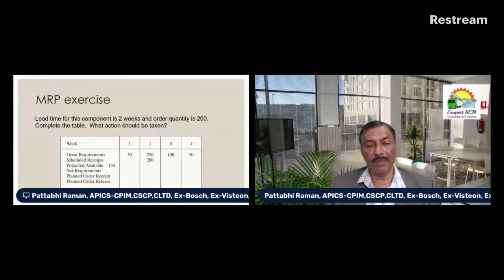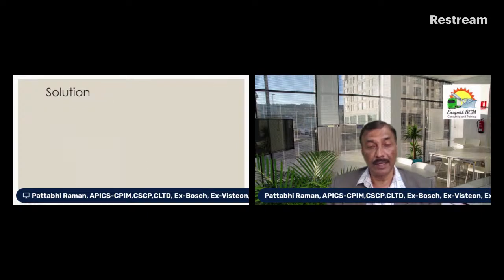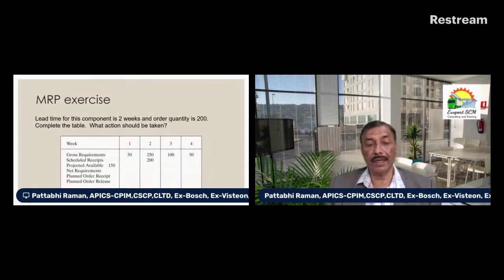Let us take a simple example here. Assume that this is the gross requirement which is fed from the MPS. We have requirements of 50, 250, 100, and 50, and there is a scheduled receipt of 200. Now there is some more data given: lead time is 2 weeks and order quantity is 200. This is some form of MOQ, minimum order quantity, of 200. Then we need to complete the table.